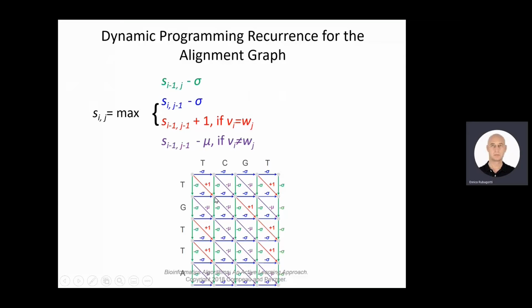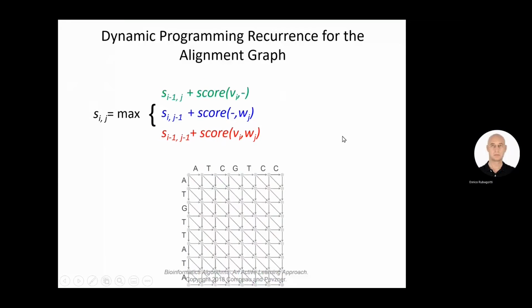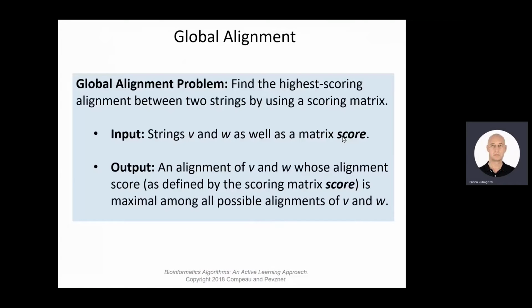Why do I have 4 values and 3 arcs here? Because this is one arc, the horizontal one, the vertical one is a different arc. And this arc could be either 1 or minus mu, if the 2 values are a match or a mismatch. And now I'm going forward, okay? We just go through this one.